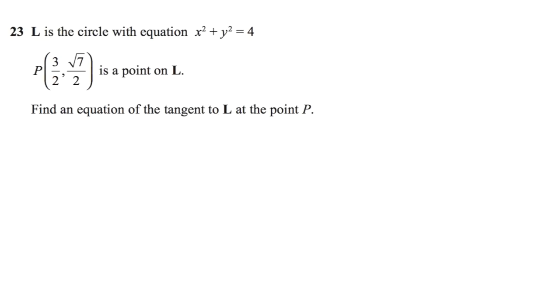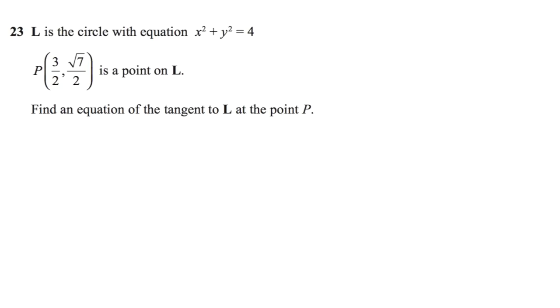In this lesson, we'll be focusing on question 23. L is a circle with the equation x squared plus y squared equals 4. P, (3/2, square root 7 over 2), is a point on L. Find an equation of the tangent to L at the point P.